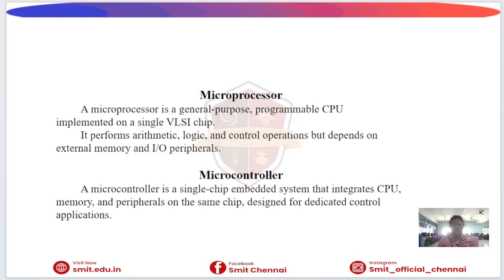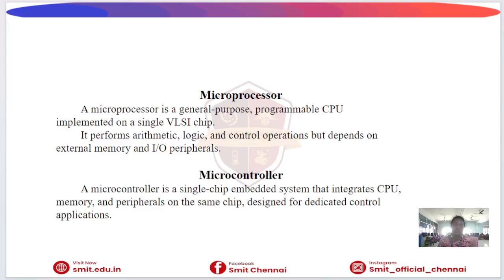Now, microprocessor versus microcontroller. What is the difference between the microprocessor and the microcontroller? The microprocessor is a programmable CPU implemented on a single chip. It performs arithmetic operations, logical operations, and control operations. The main limitation is that it depends on external memory and input-output devices. Whereas the microcontroller integrates CPU, memory, and peripherals on a single chip. The features of the microcontroller are that it is compact, low cost, and low power consumption. The applications of the microcontroller are washing machines, traffic signals, and smart home devices.